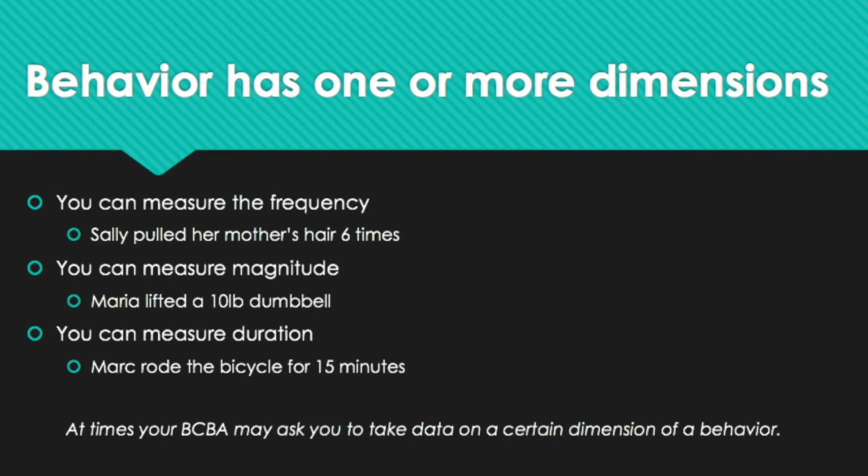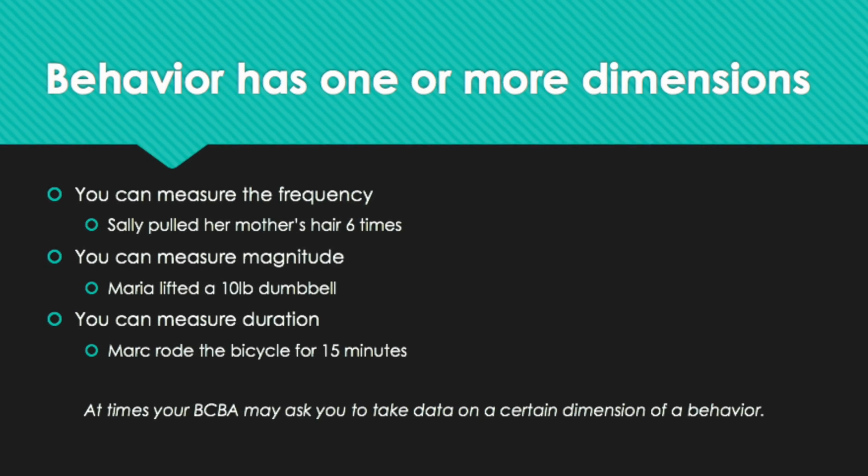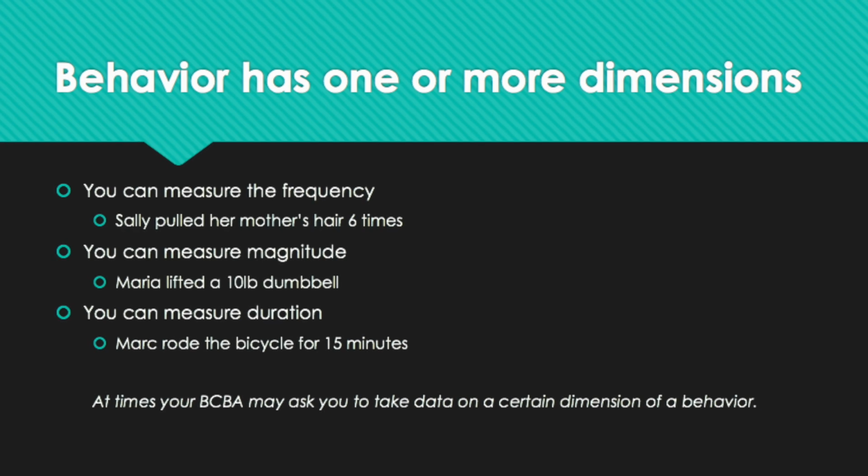Behavior has one or more dimensions. You can measure the frequency. Let's go back to Sally, let's say, kicking. You can count how many times Sally flexed her leg outward and kicked. You can count that. You can also measure the magnitude. If you have a student who you want to be able to, let's say, lift a 10-pound dumbbell, for whatever reason that's the goal that this child has, you can say, well, they're able to lift 1 pound, 2 pounds, 3 pounds. That's the magnitude.